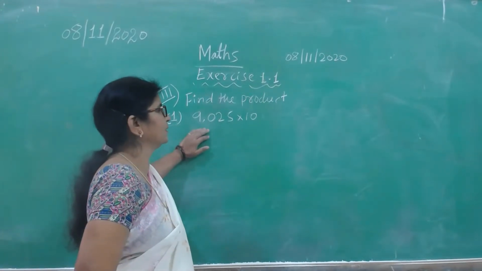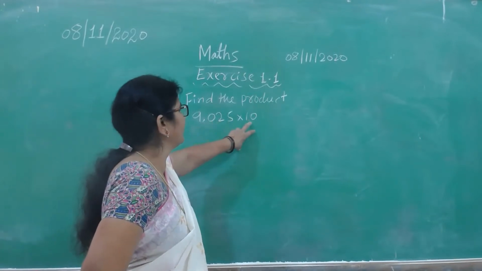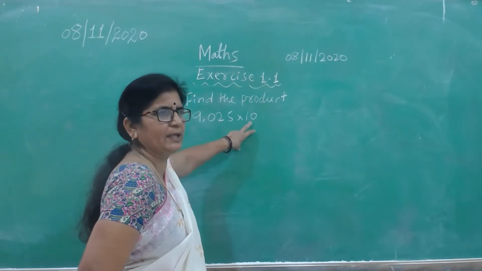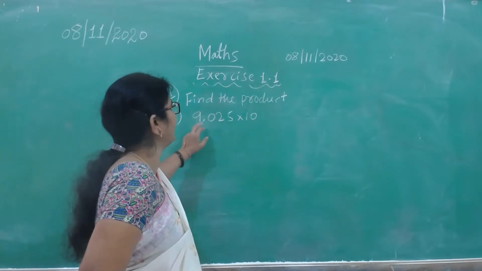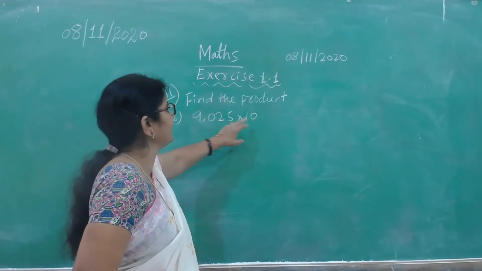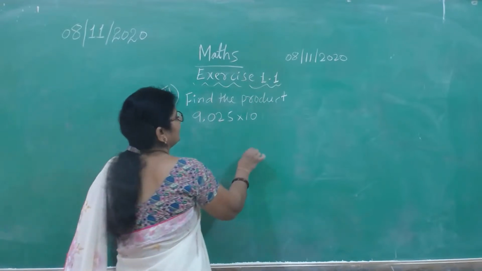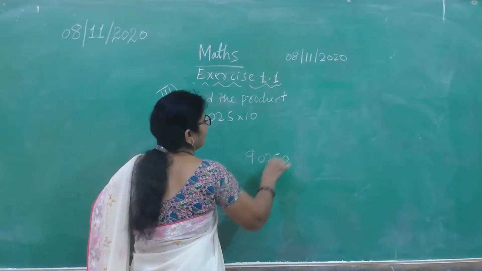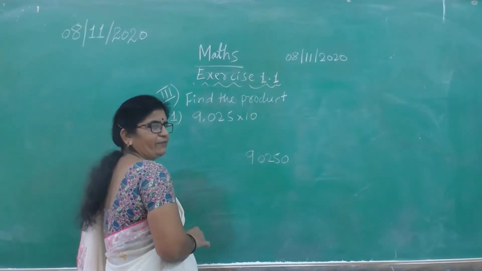Students, keep this in your mind. If the multiplier is 10, 100, 1,000, it's so easy. Just write the given number, whatever the multiplicand is. If it is 10, after writing that 9,025 you have to write only a 0 there. That is, 90,250 will come.